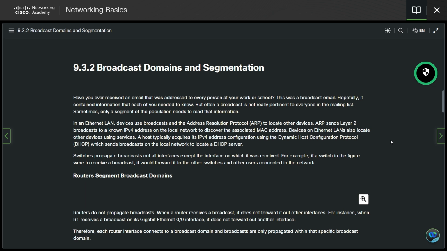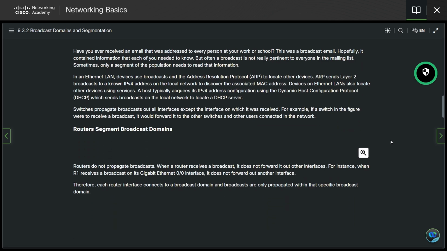Switches propagate broadcasts out all interfaces except the interface on which it was received. For example, if a switch in the figure were to receive a broadcast, it would forward it to the other switches and the other users connected in the network.